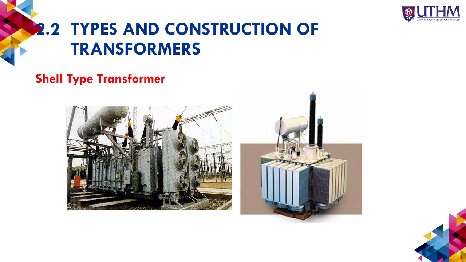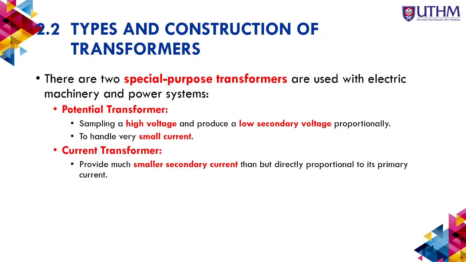So this is at the distribution center. Maybe TMB they are using shell type. There are also a few other transformers, which are the special purpose transformers: the potential transformer and the current transformer.